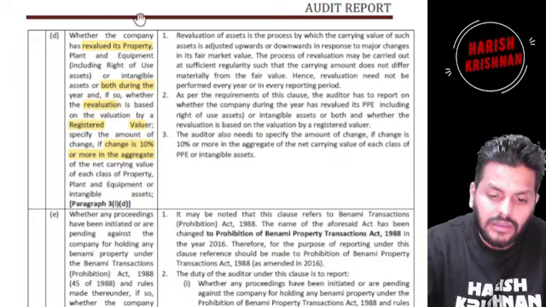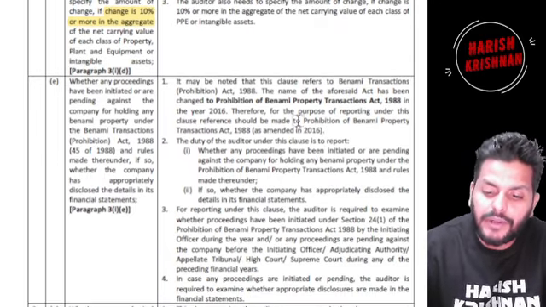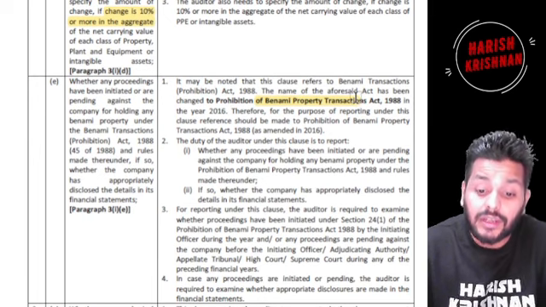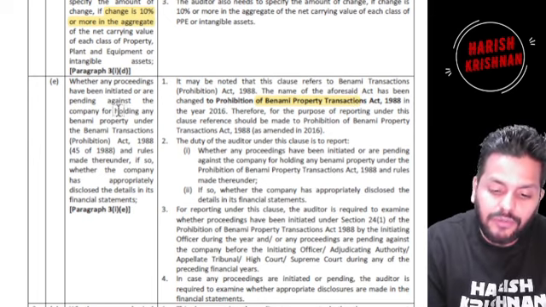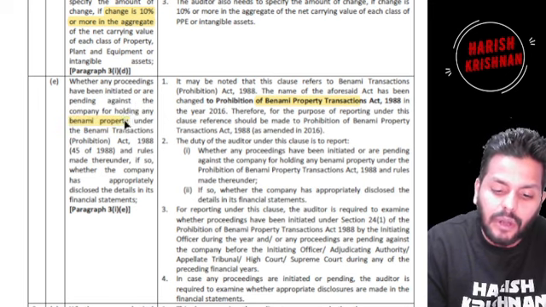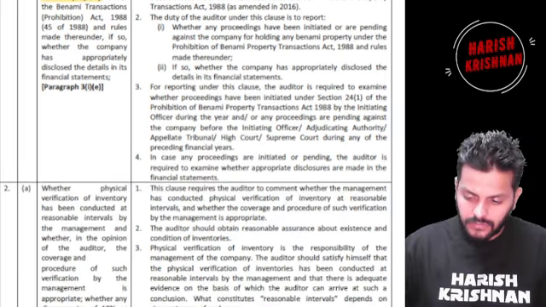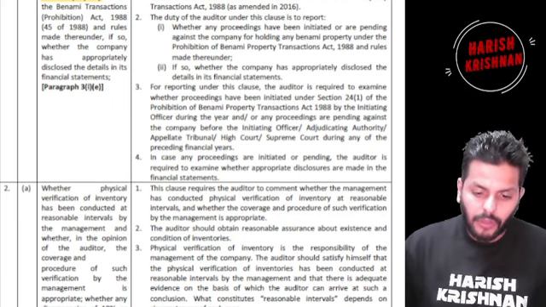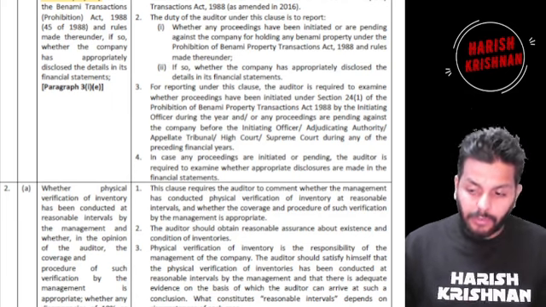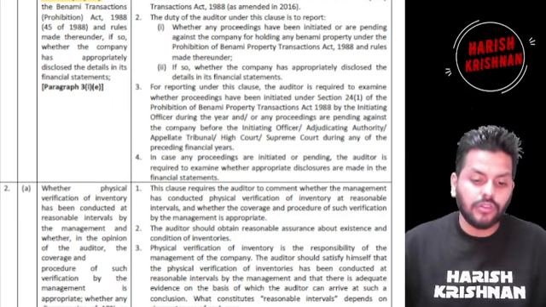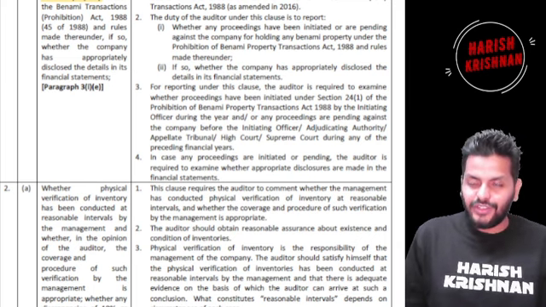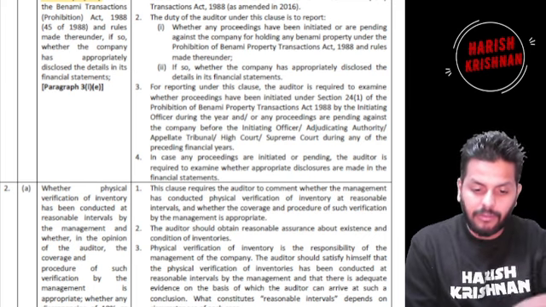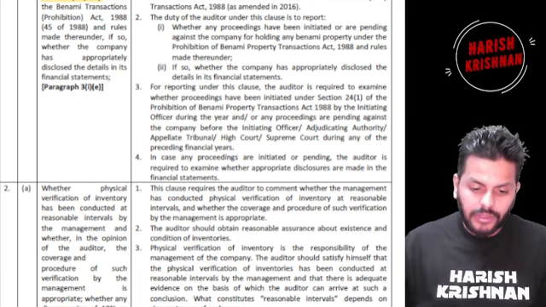Then clause E, a new point on Benami transactions: whether any proceedings have been initiated or are pending against the company for holding any Benami property under the Benami Transactions Act. What was a three-clause point earlier is now a five-clause point on property, plant and equipment. That point in detail could possibly have a question on it, because when any new changes are made, questions are very probable from them. So property, plant and equipment is the very first in the order.